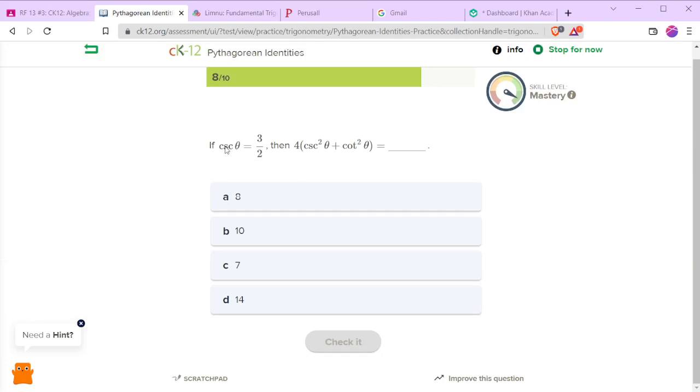So here we've got cosecant plus cotangent. And this is one we have to watch. So cosecant squared is 1 plus cotangent squared. So that means cotan squared is cosecant squared minus 1. So cosecant squared would be 9 over 4. We subtract 1, we get 5 over 4. So 9 over 4 plus 5 over 4 gives us 14 over 4. We then multiply it by 4, we get 14.